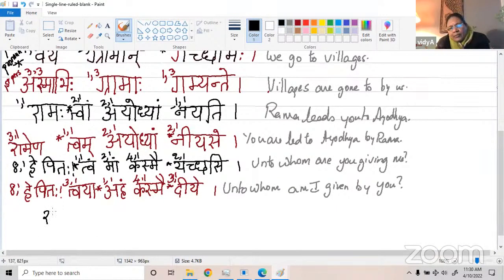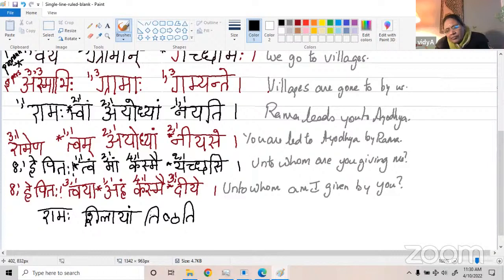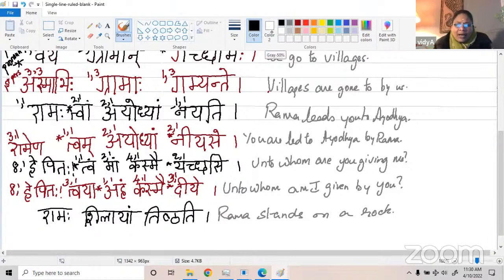So we will use the sentence Ramaha shilayam tishtati. He's standing on a rock. So the meaning is Rama stands on a rock. Or maybe instead of Ramaha, I should change it to Balaha, because we want to see the non-dependence. So let me change it to goats. Ajaha shilayam tishtanti.